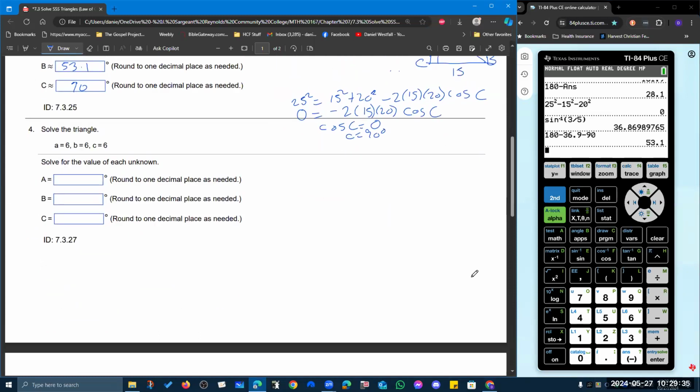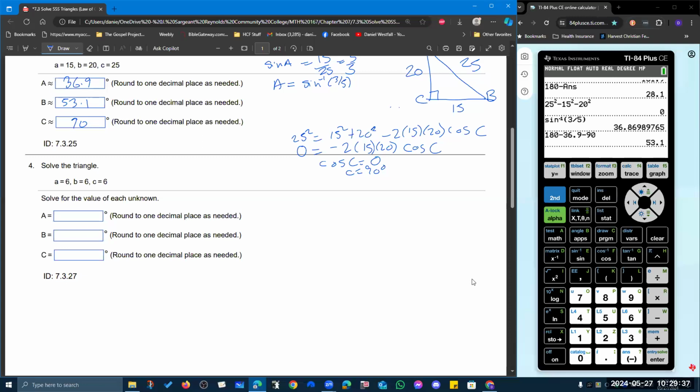Let's look at number 4 here. A, B, C. They're all equilateral. They're all 6. So we don't really need to know anything other than equilateral is equiangular. And these are all 60-degree angles. I can solve for it with trigonometry, but that's a geometry problem, basically.